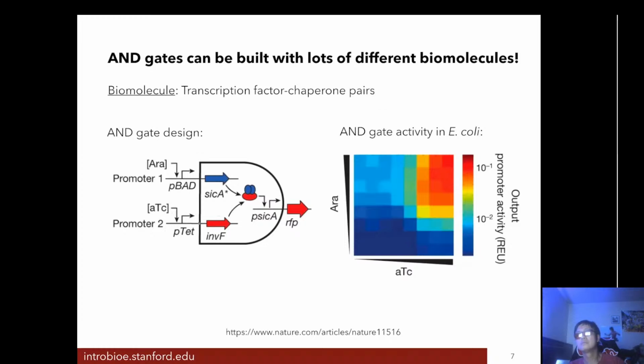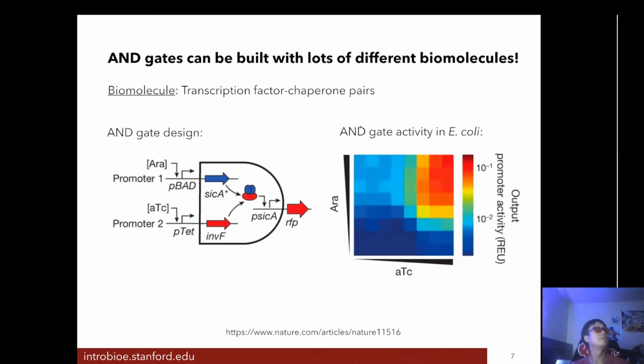So the second input, the tetracycline, drives expression or initiates expression of INVF. This chaperone protein then helps SIC-A fold correctly, and it's only when you get both SIC-A and INVF expressed in the cell that you get a functional transcription factor that can then turn on this SIC-A promoter and initiate expression of your output gene RFP. So that's the design of this AND gate.